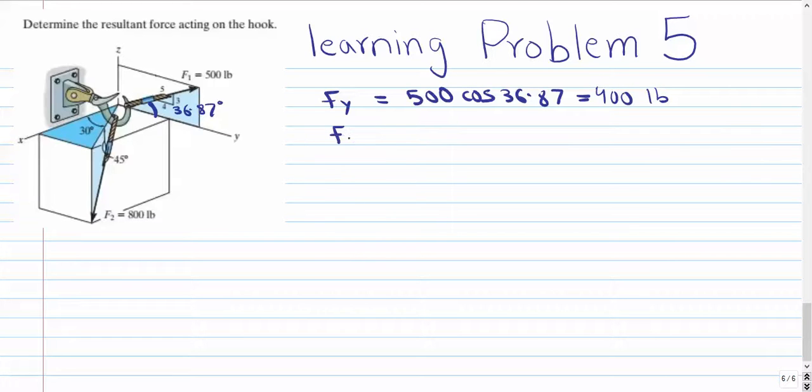Next up, the component along the z-axis. So that would be equal to 500 sine of 36.87. This will give us 300 pounds.